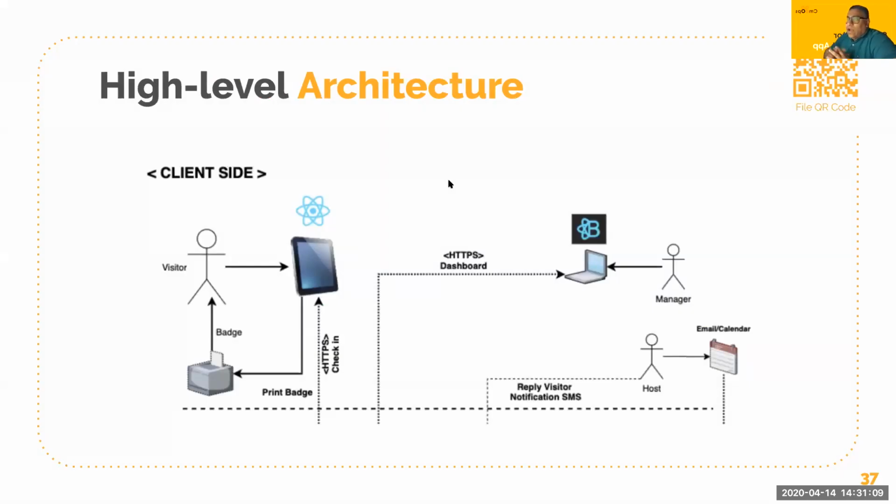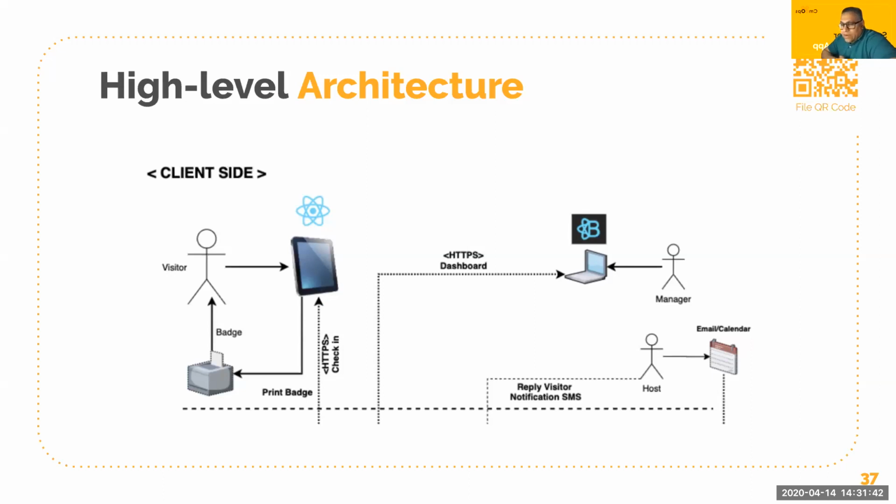For the high-level architecture for the front end, the process is simple. The visitor or the guest arrives, and he uses email or a QR code to scan to start his visit, which then communicates to the back end. And then at the end of the process, he prints a badge that he can use during his visit, and he can use to check out as well. We're going to go through all of this in the demo.